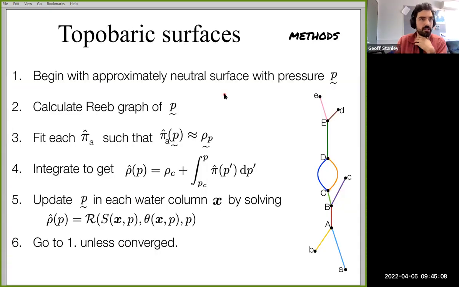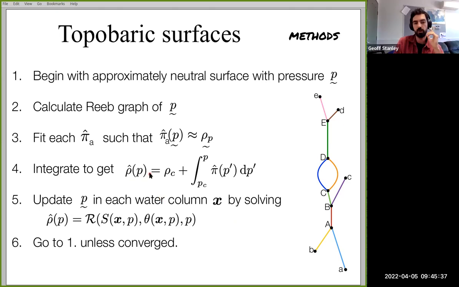So the method to actually do this: you start with a neutral surface P, you calculate the Reed graph, you then fit the pi hat functions to the compressibility, you integrate. Again, this is a simple integral, but really what you do is you start off at a point and then you walk through the Reed graph and you make sure you hit every single region. And the cycle constraint means that when you go around the cycle in either direction, you'll still get the same answer. So now we've got rho hat.